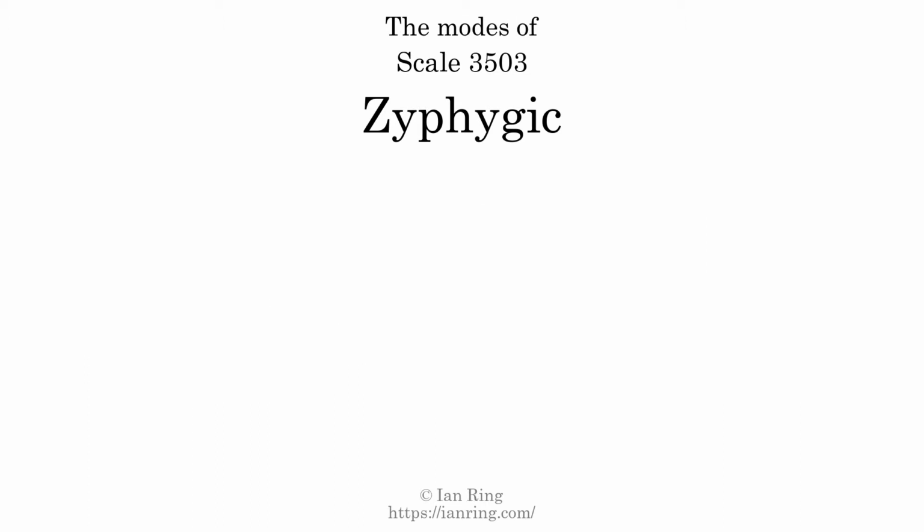This scale has 9 modes. The first mode is itself. The second mode is scale 3799, also known as Heteromorphisms. It sounds like this.